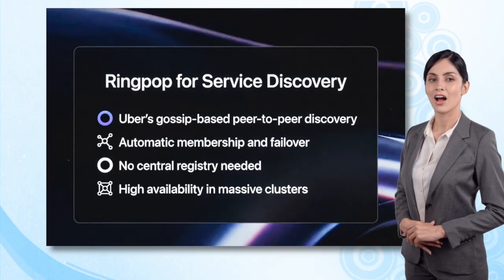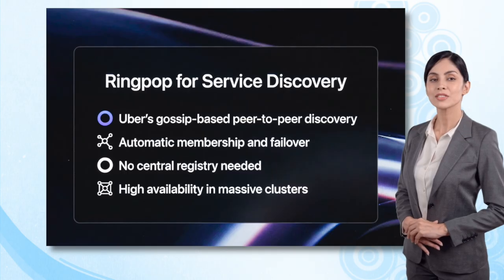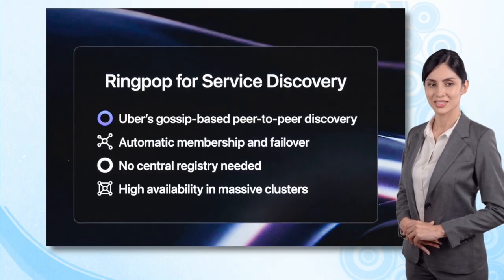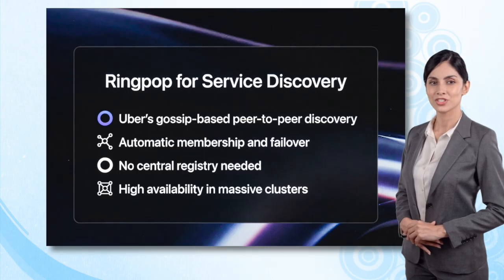With dozens and then hundreds of services, Uber needed a reliable way for services to find each other. Their answer was Ringpop, a custom built solution. Ringpop is Uber's gossip based service discovery and membership protocol. It allows services to discover each other without a central registry, providing automatic failover and smart routing.